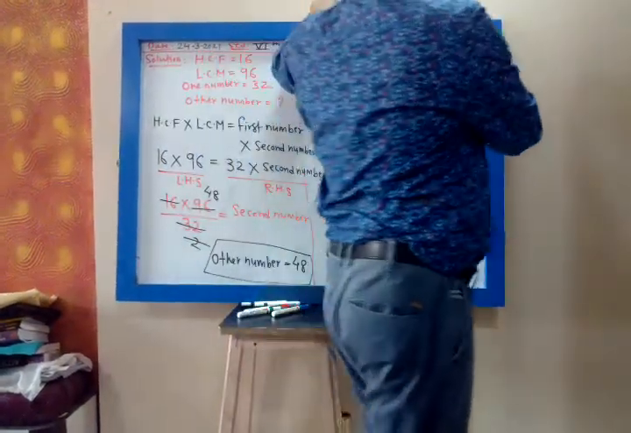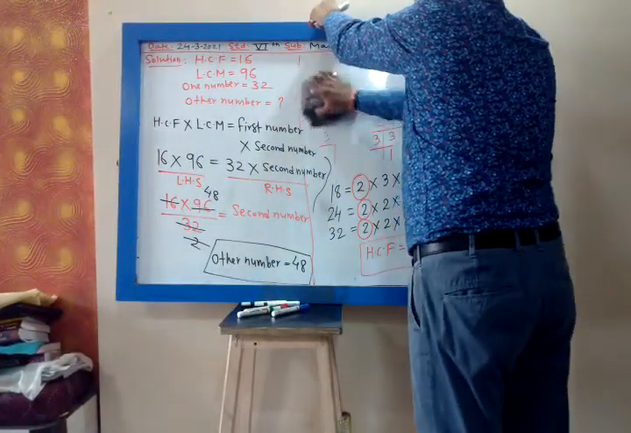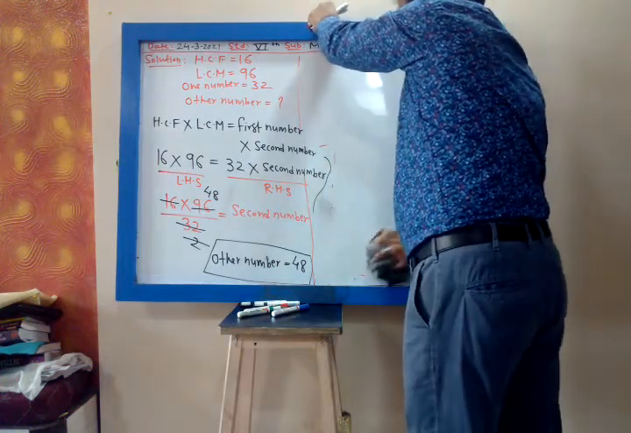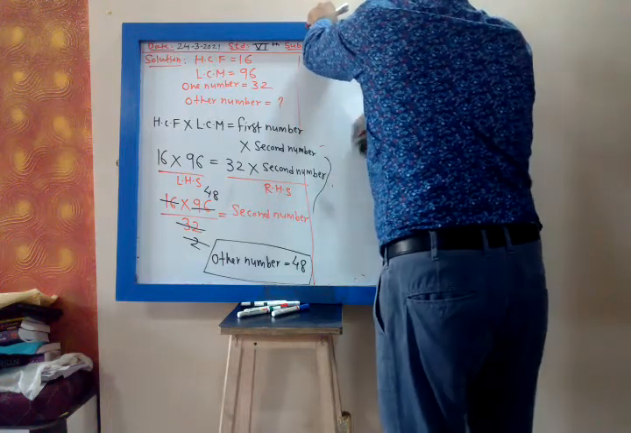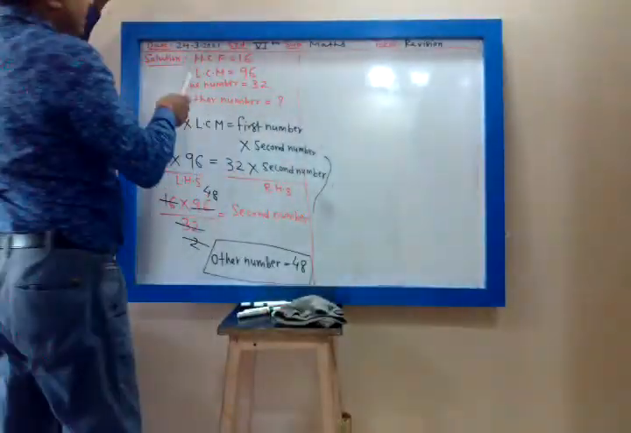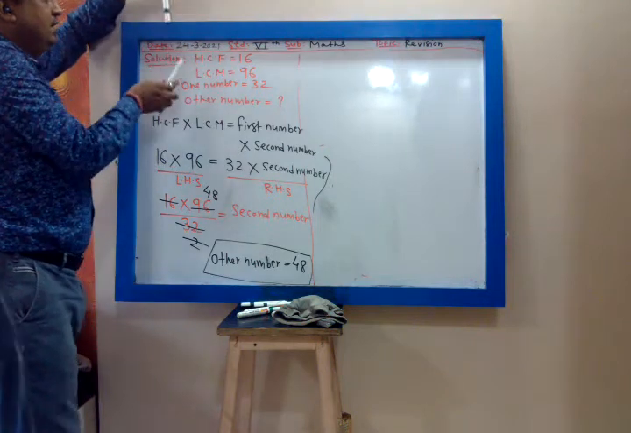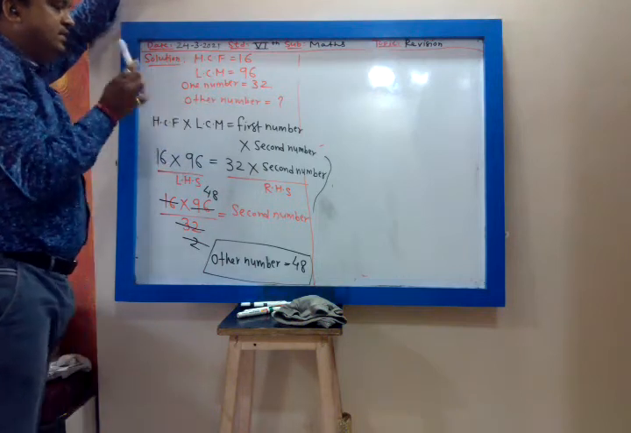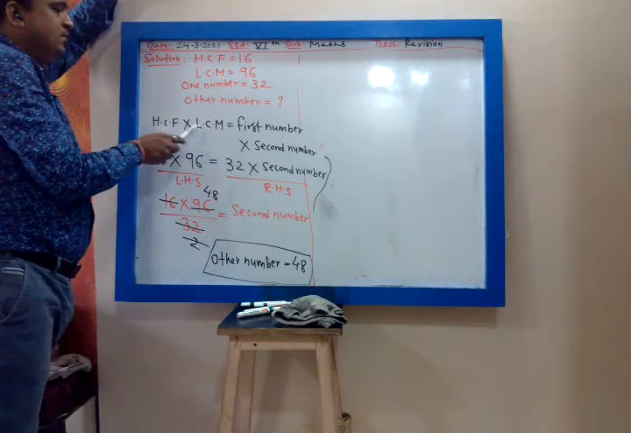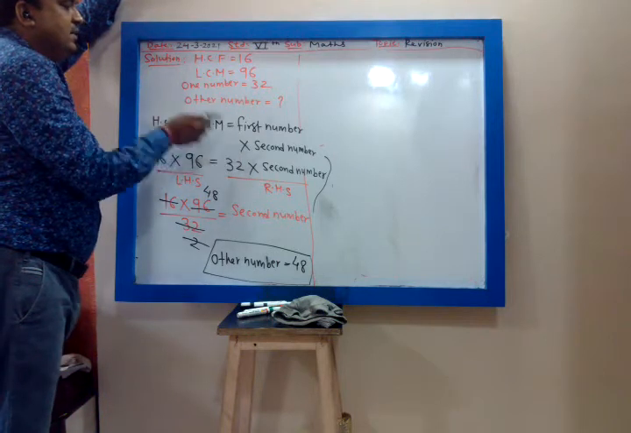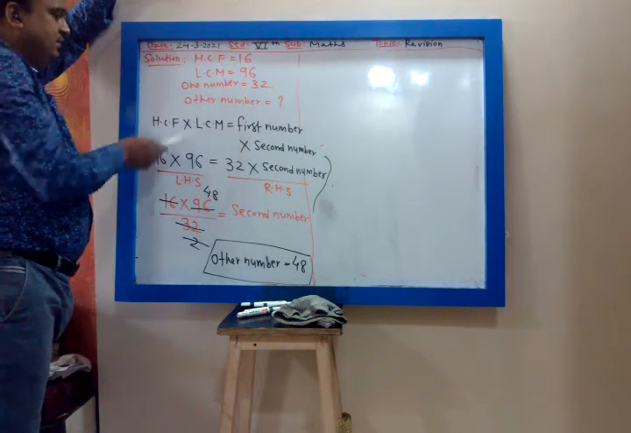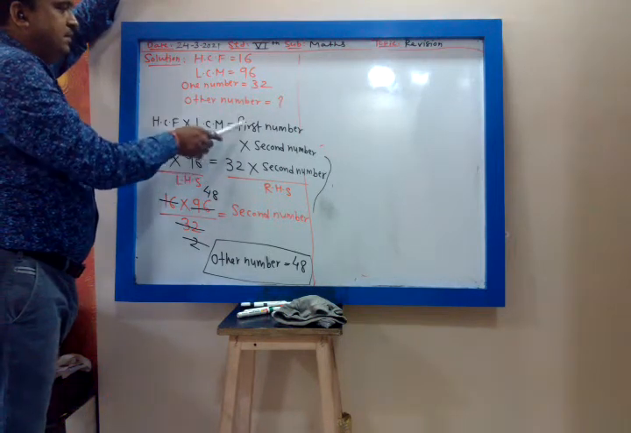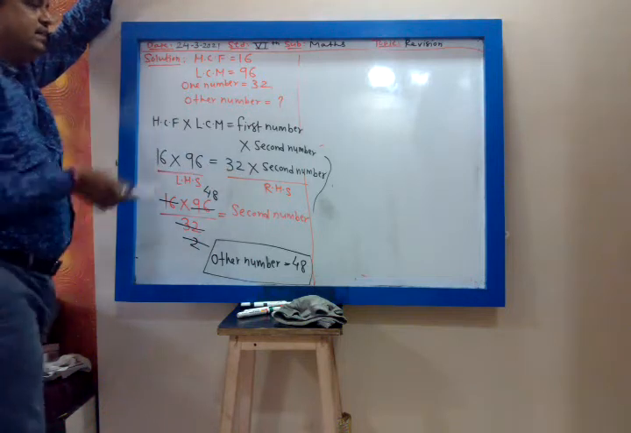Now two problems I have solved. Two problems I want you to solve. Yes, I will explain. You are given SCF as 16, LCM is 96, one number is 32, find the other number. This is the formula: SCF into LCM is equal to first number into second number. SCF is 16 into LCM is 96 is equal to first number 32 into the second number, which we have to find.